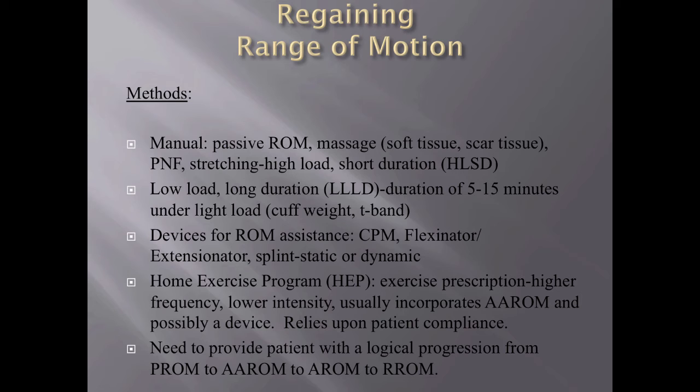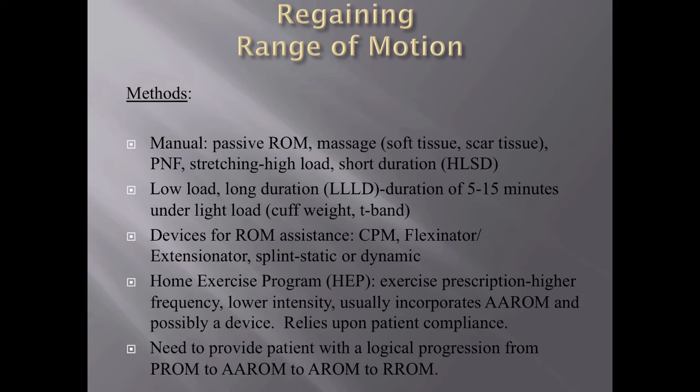Most importantly, we need to make sure that our athletes are employing some type of home exercise program. So we want to provide them with an exercise prescription. For range of motion, we want more of a higher frequency, a lower intensity. We'll usually incorporate the active assistive type of exercises and possibly get them a device. This home program really relies on patient compliance to be effective.